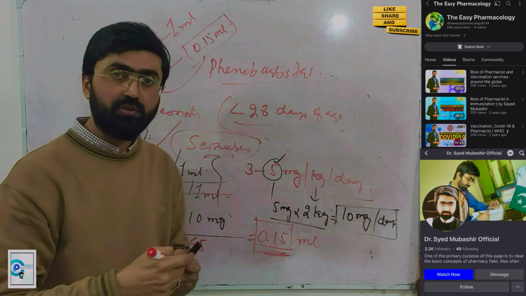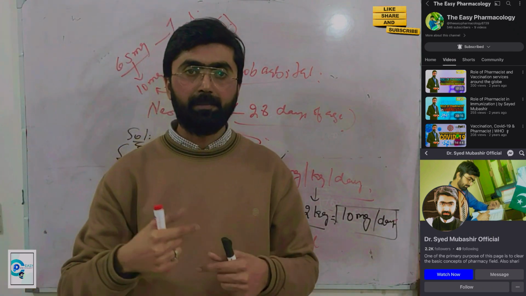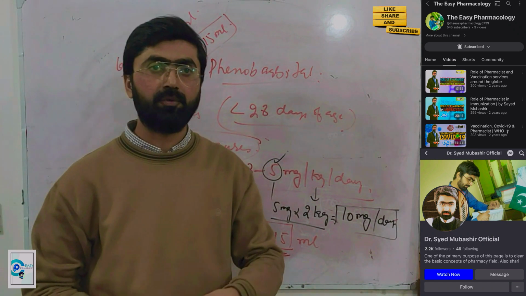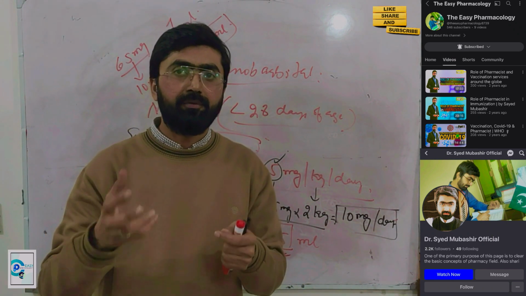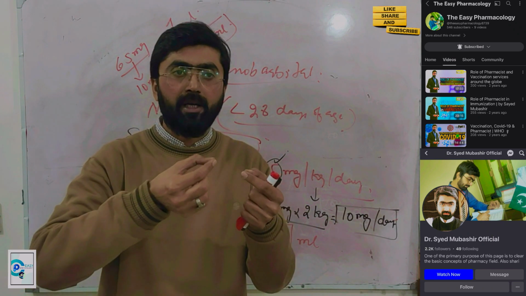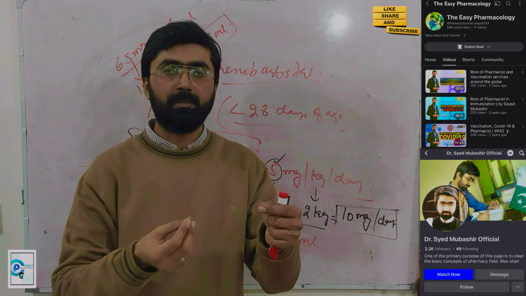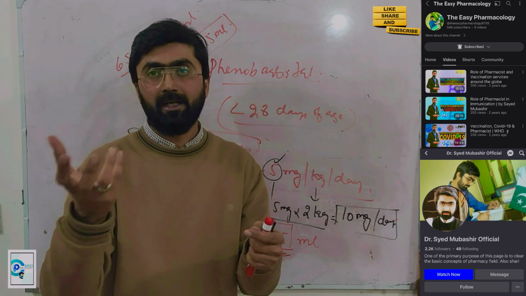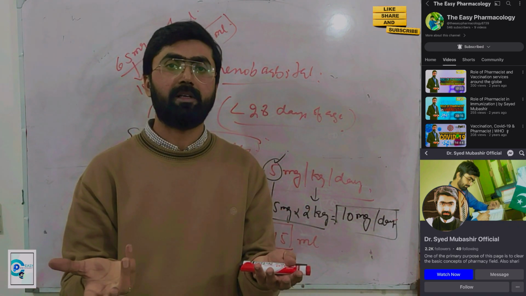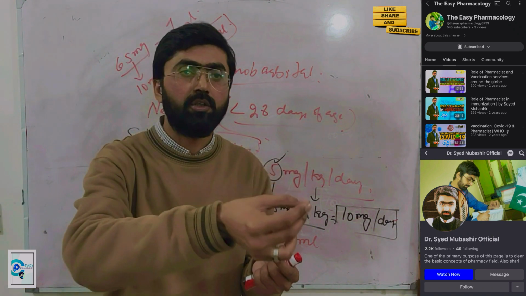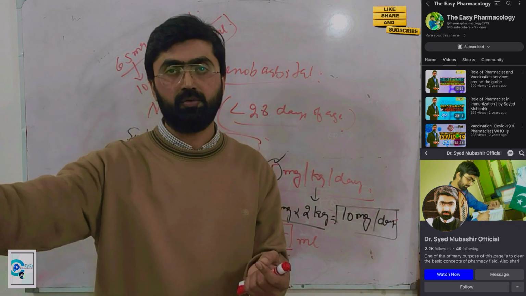But here is the situation. This is the theoretical point of view, but from a practical point of view, I think it might be quite difficult to draw 0.15 ml in any syringe. I don't think there could be any syringe which can draw 0.15 ml of the solution from that ampoule and inject it to the patient.